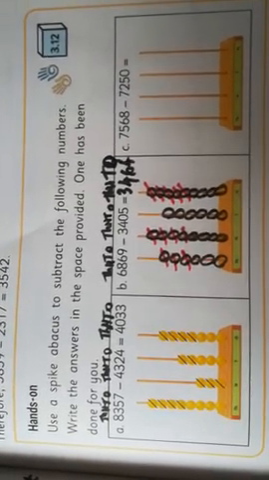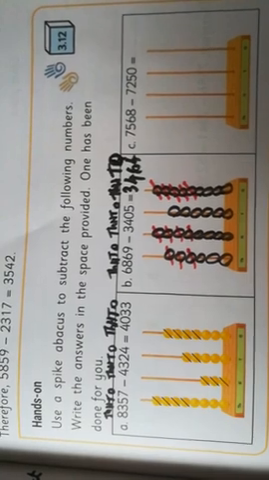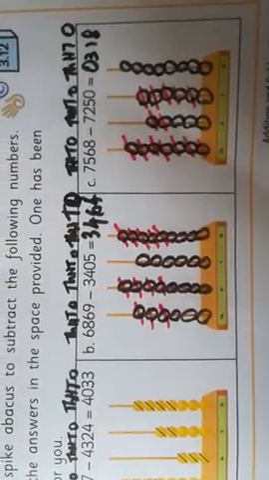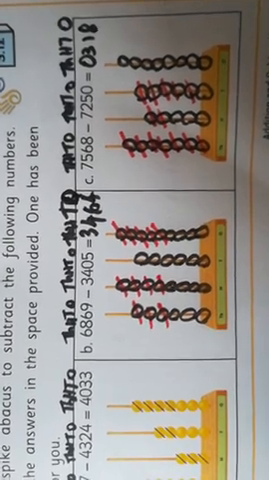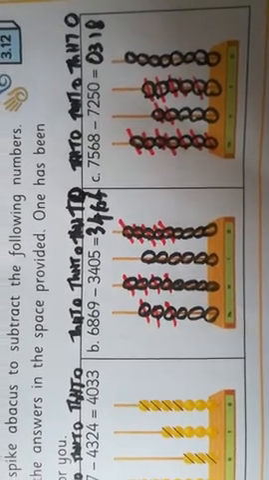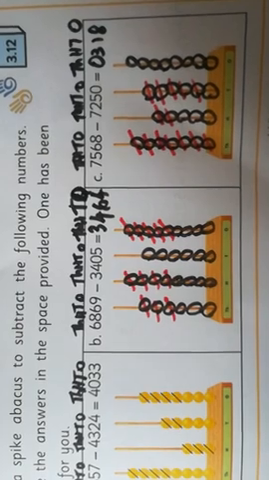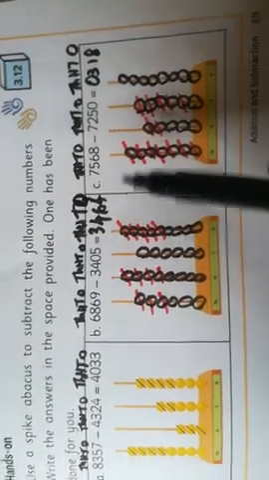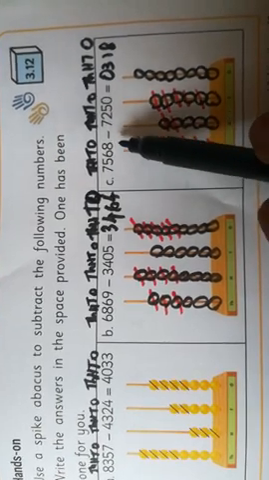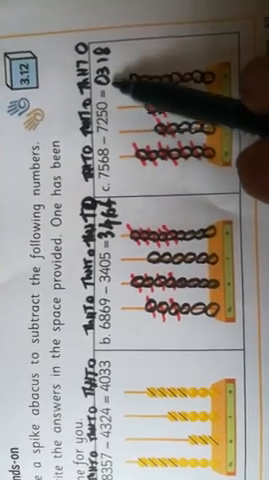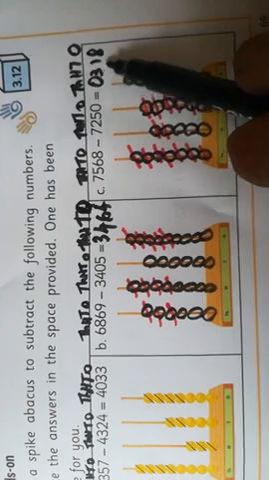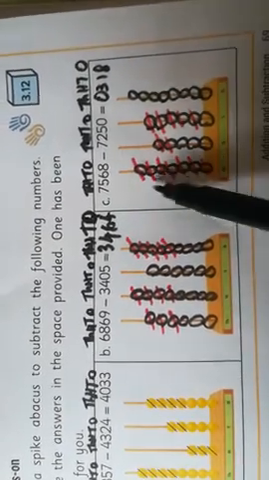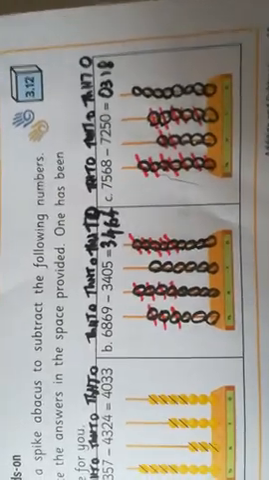Pause the video here. Do all the sums. Now check your answers, children, whether you are doing correct or not. If any is wrong, rub it and do it again, children. See option 7568 minus 7250, we are getting 318, because in thousands place 7, we strike off all the beads, so we are getting 0.